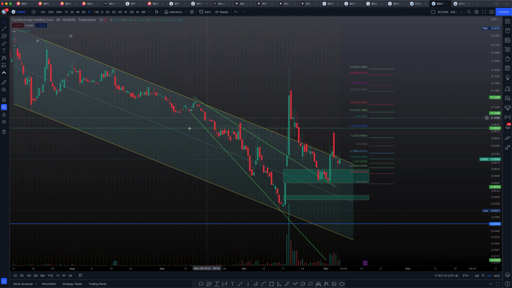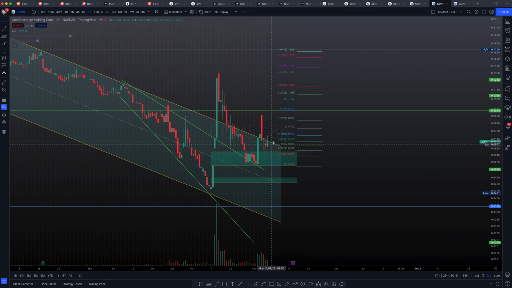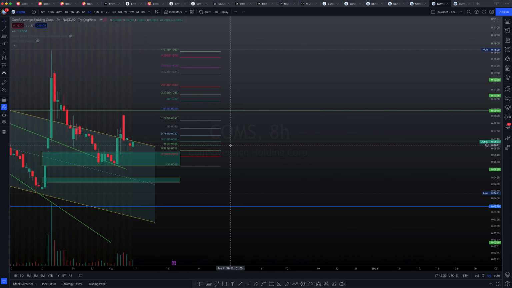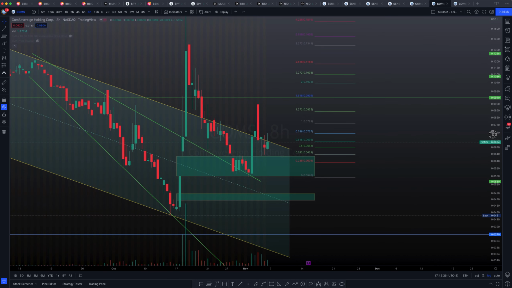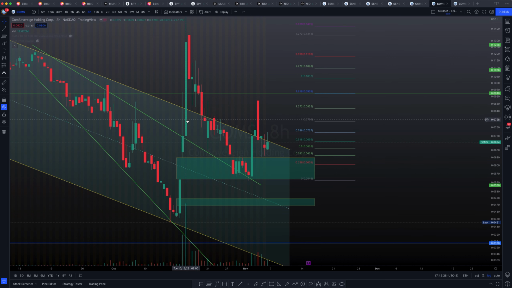So now notice that we actually reclaimed the descending broadening wedge, and we then broke out on the fourth try, you guys. So this is actually honoring all kinds of stuff right now, and the descending channel, now we're right at that resistance. A pretty good thing that I can tell you here, you guys, this is based on candle analysis. We always have to pair this with other types of analysis in order for us to validate moves to the upside or downside, you guys.